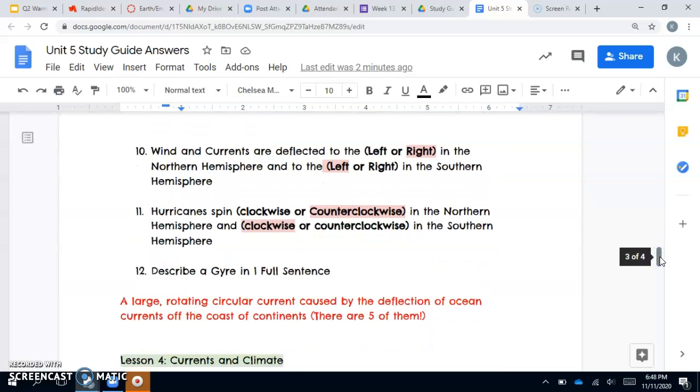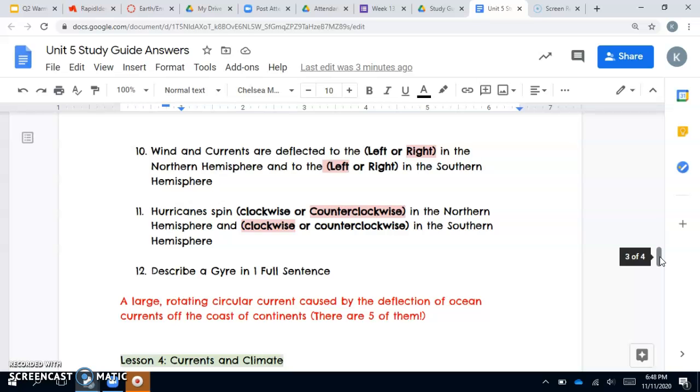So because of this, wind currents are deflected to the right in the northern hemisphere and the left in the southern hemisphere. Okay, so right in the north, left in the south. Hurricanes will spin counterclockwise in the northern hemisphere and clockwise in the southern hemisphere. So if you think about that Simpsons video we saw in class when Bart calls the little kid in Australia and he says that his toilets are flushing clockwise, Australia's in the southern hemisphere.